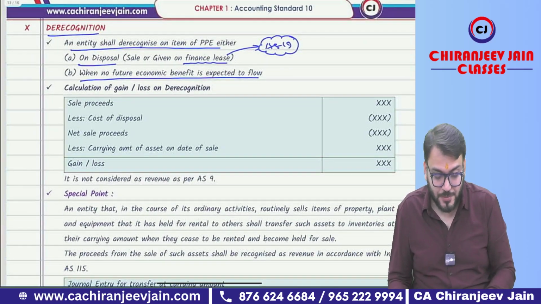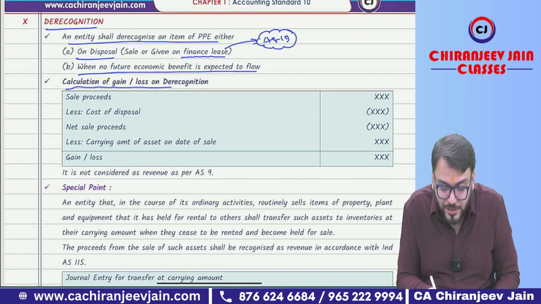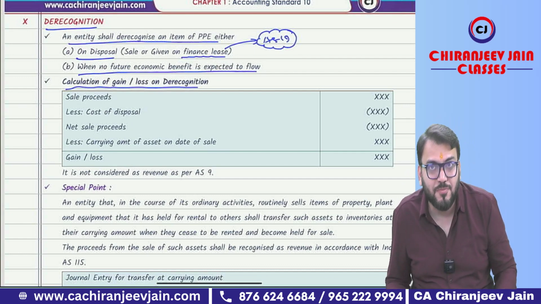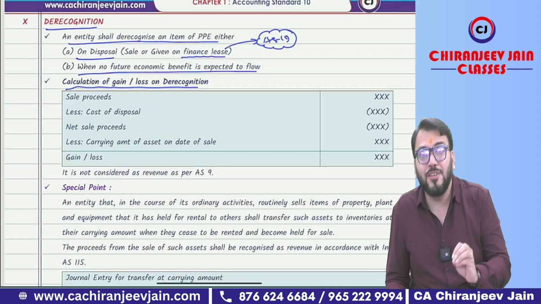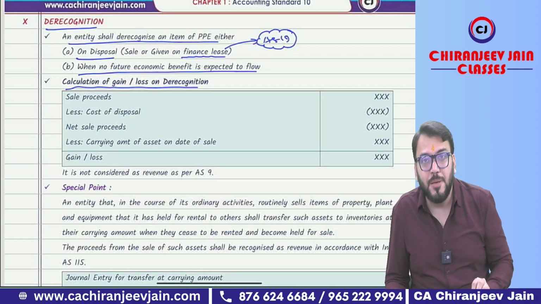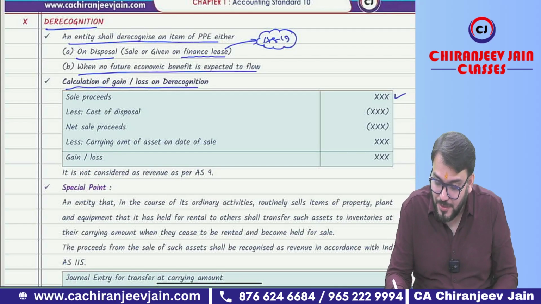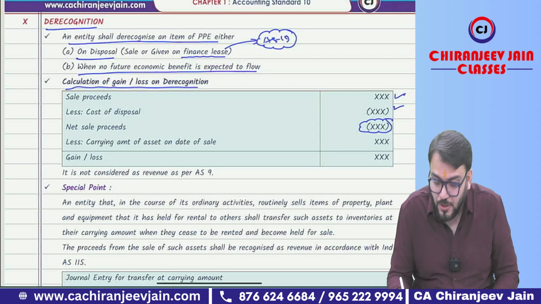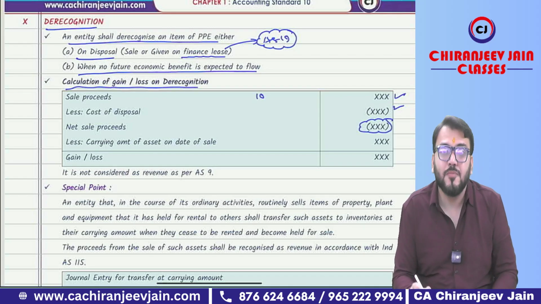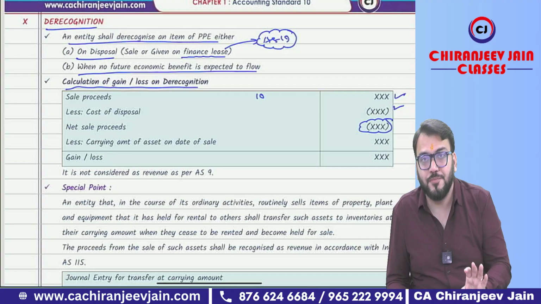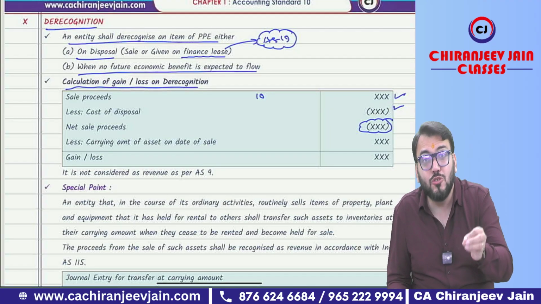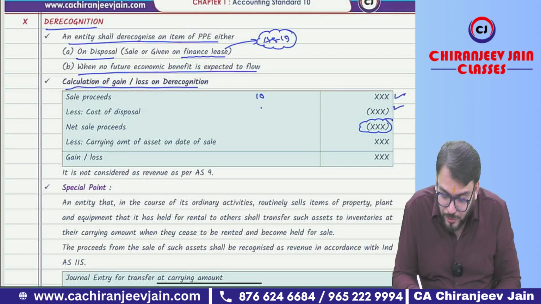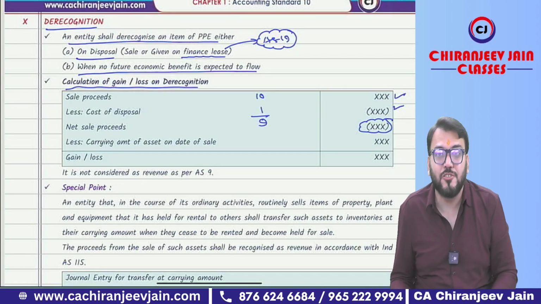Now, how to calculate gain or loss on derecognition? Whenever there is a sale of PP, we have to find out the gain or loss. How to find it? Sale proceeds minus cost of disposal. This will be the net sale proceeds. For example, the sale price is 10 lakh and you incur some commission on sale. You have to pay some commission to make such a sale. Suppose 1 lakh is the commission. So 9 lakh is the net proceeds.